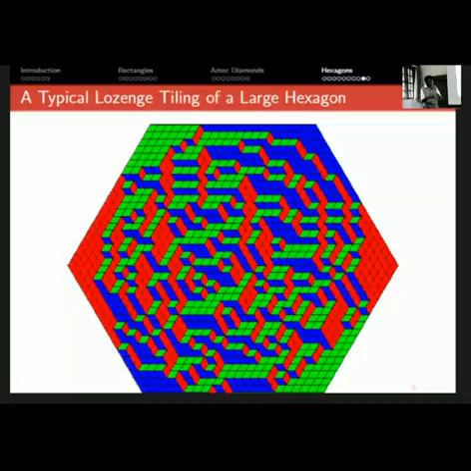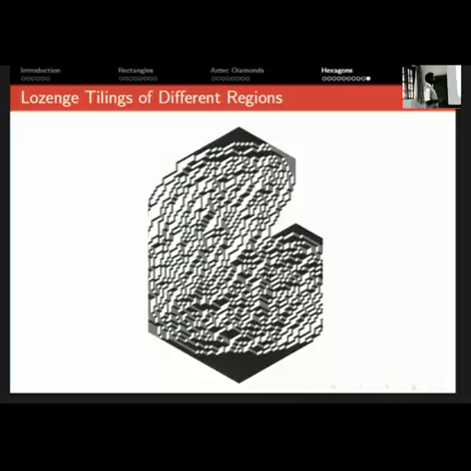So Okounkov's work was, of course, not just on N by N hexagons or A by B by C hexagons. It was much more general, a very general theory. Just to give you one illustration, I don't know if you can see, but this is part of the hexagonal grid, the triangular lattice, and this is a random tiling of this kind of funny structure. And there is an Arctic curve here which looks like a heart shape.